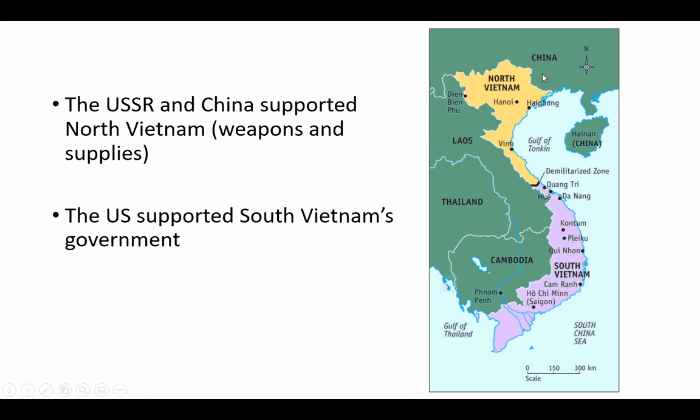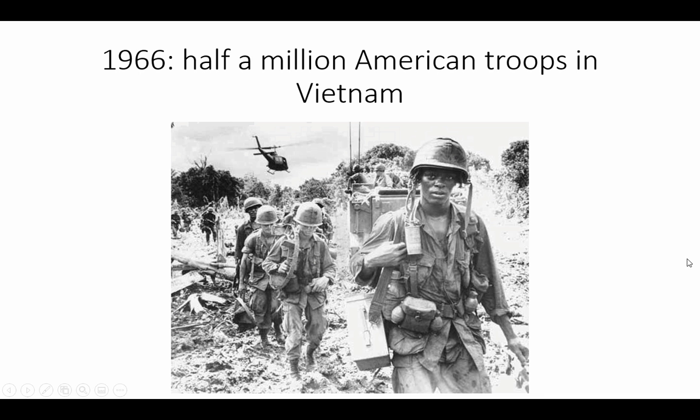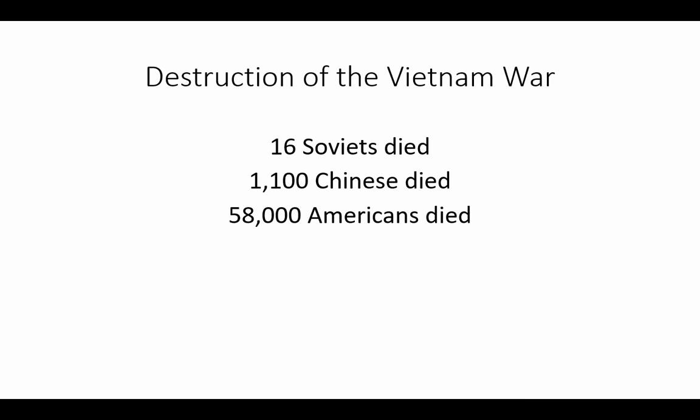And so the USSR and China, who was communist at this point, supported North Vietnam. They gave them weapons, they gave them supplies. And the US supported the South and gave them weapons, supplies, and advisors. Here they are in 1956, giving them advisors and weapons. Well, by 1966, Americans had now sent 500,000 of their own troops into Vietnam to stop the spread of communism into the South. And so there was enormous destruction with this war.